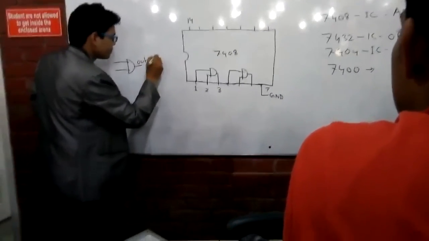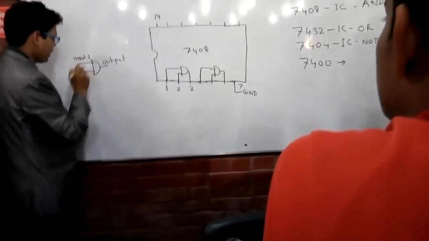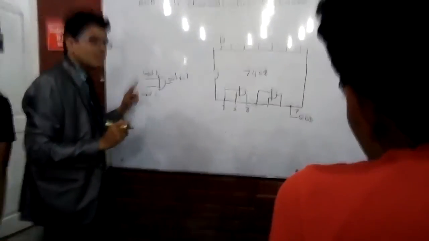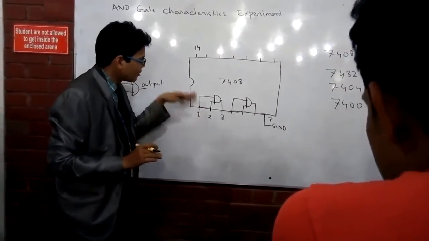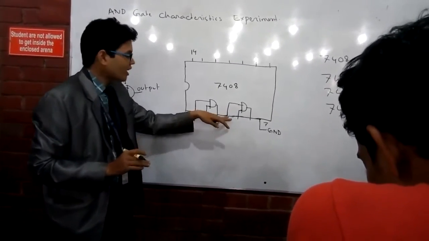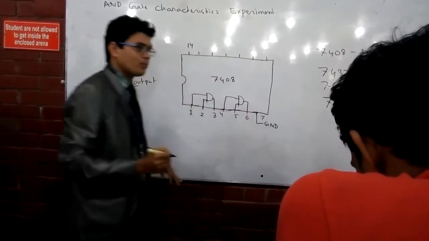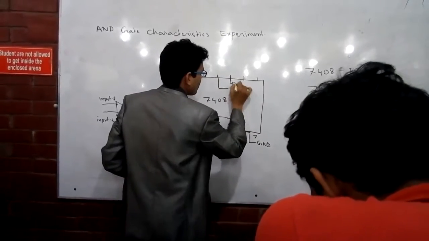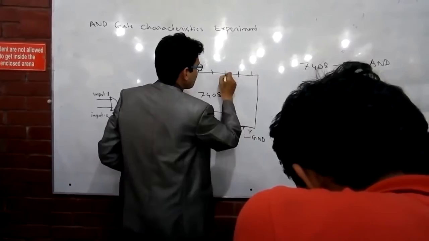And these are the inputs: input 1, input 2, and the output. So pin number 1 and 2 are inputs, and 3 is the output. Again, pin numbers 4 and 5 are inputs, and 6 is the output. Similarly, it continues this way.